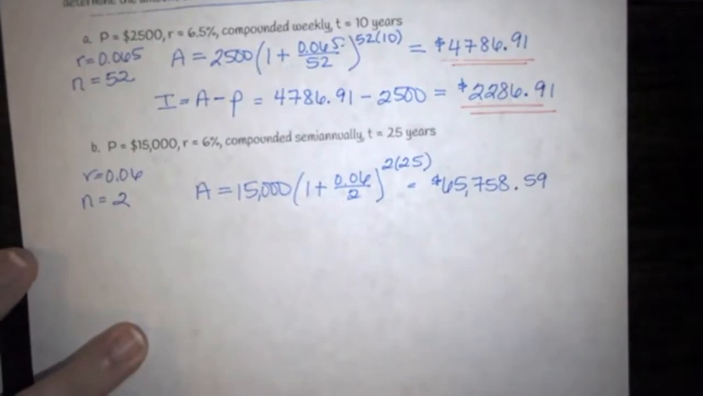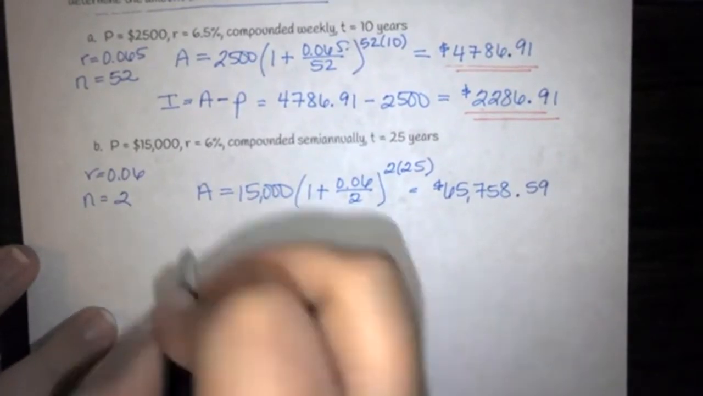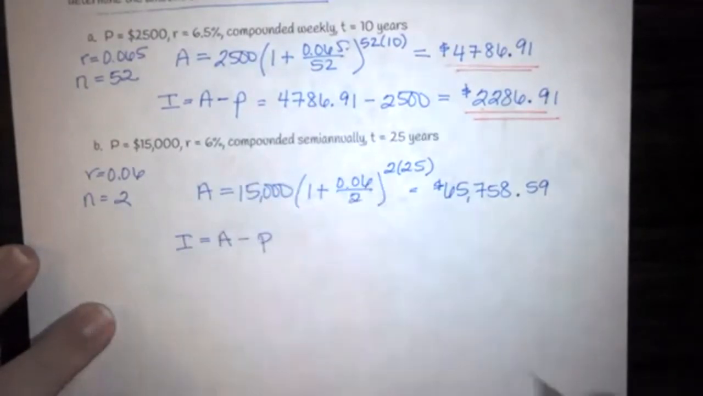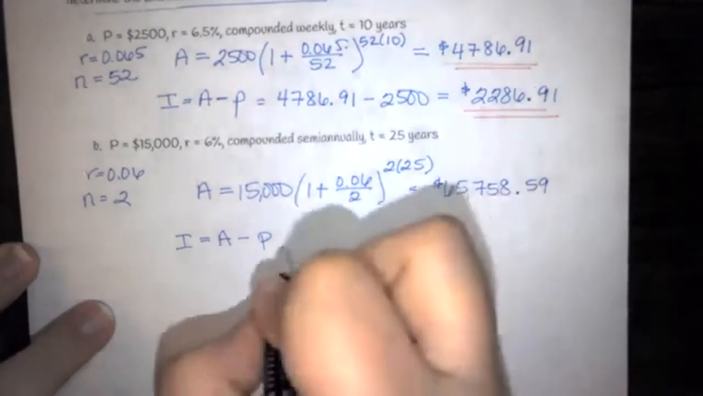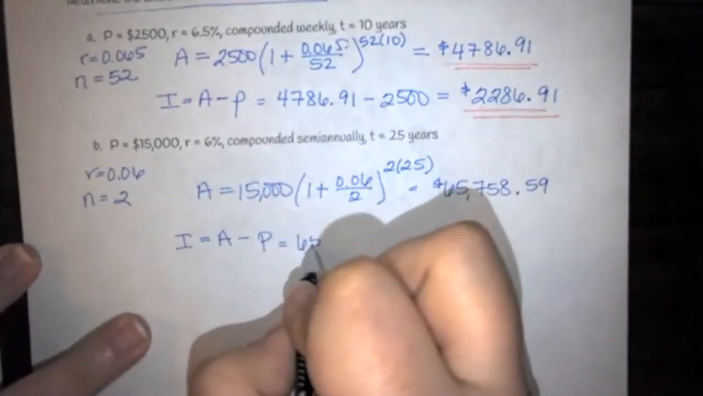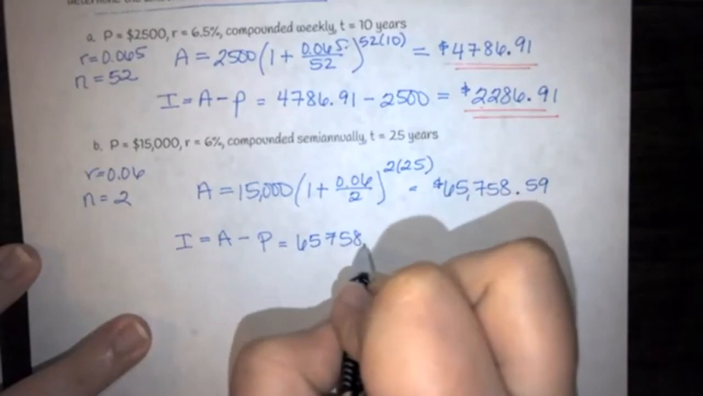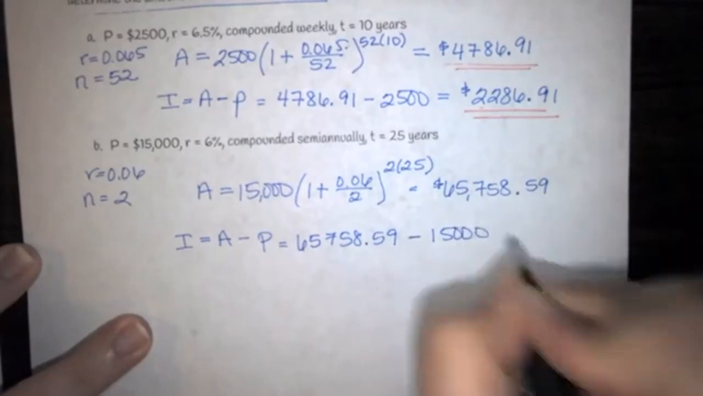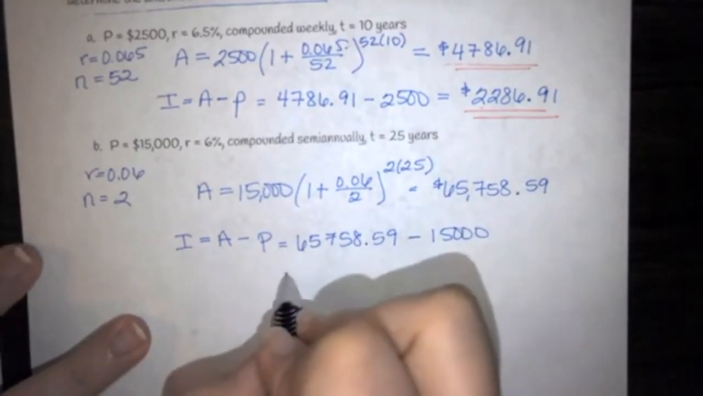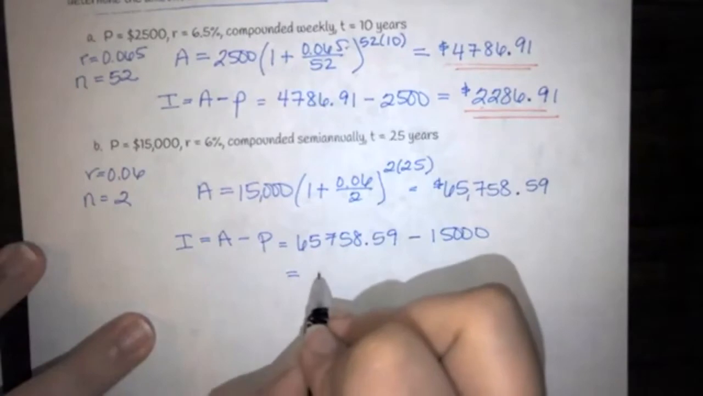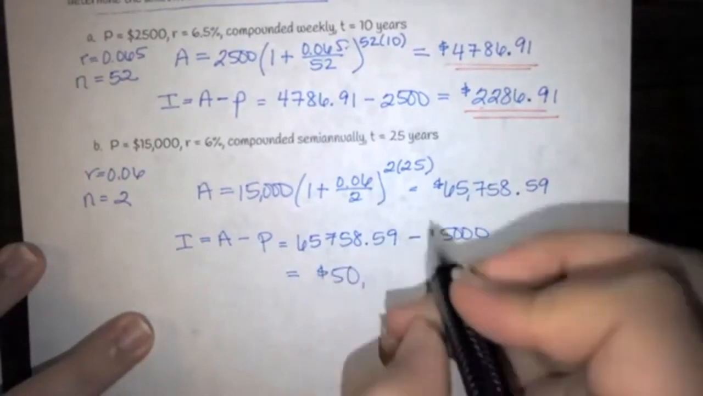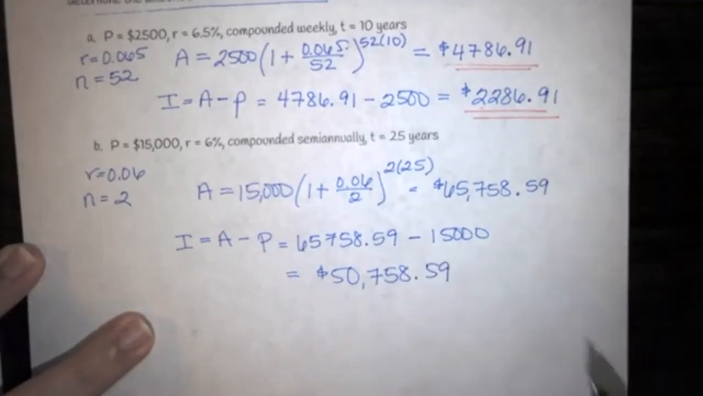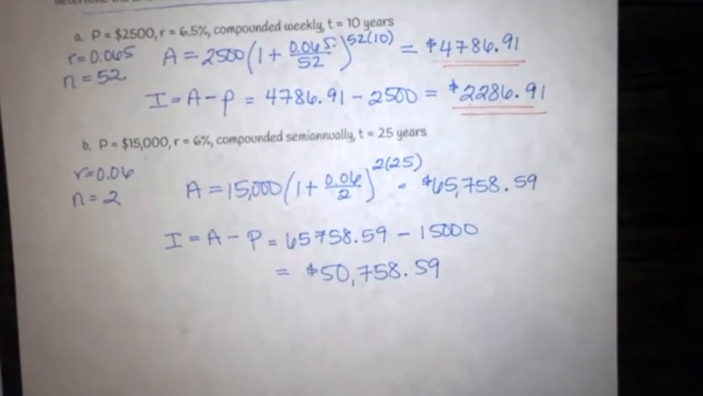$65,758.59. Now to figure out how much interest I've earned, again, remember that I'm going to take my earned value minus what I put into it. So this is going to be the 65,758.59 minus the 15,000 that I put into it to start with. So this is going to give me a difference of $50,758.59. Okay?